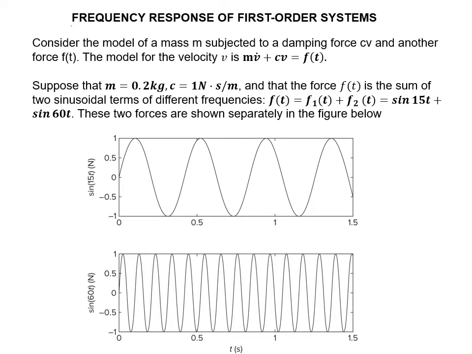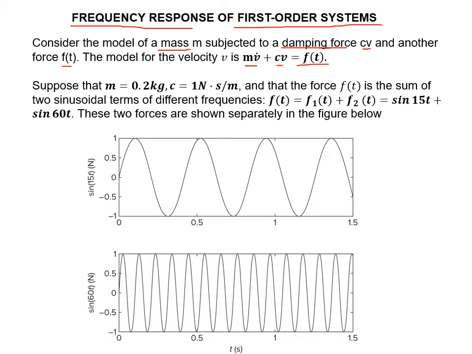So we move on here. We're going to take a look at the frequency response of first order systems. This corresponds to 9.1 in our textbook. What we can do is consider a mass of m, which is going to be subjected to a damping force, cv, and another force we're going to call F of t here. From that, we can get the model in a form that looks like this: m v dot plus c v is equal to F of t.